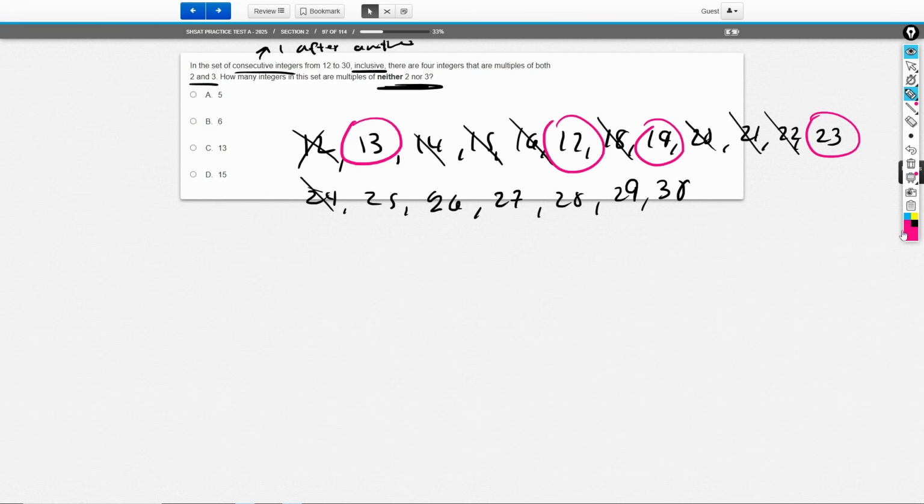25 is not divisible by 2 or 3, so it's not a multiple. 26 is divisible by 2. 27 is divisible by 3. 28 is divisible by 2. 29 is a prime number, it's alone. And 30 is divisible by 3.